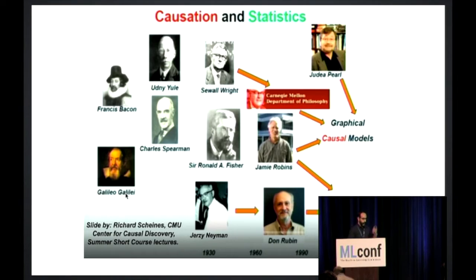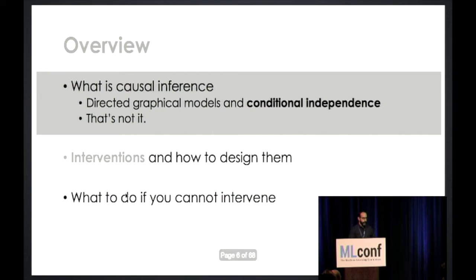The 2 frameworks that I described before, potential outcomes and causal graphical models, are here. You see many of the leaders in the area, and we are focusing on the graphical causal models. The first thing to understand is what a directed graphical model is, which is in the graphical models world, and what conditional independence is. That's not causal inference, but it's very related to it. So the first step is to understand how to learn a directed graphical model.